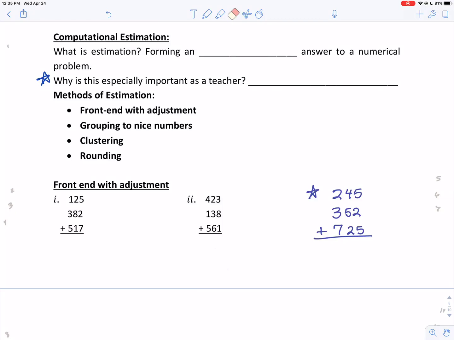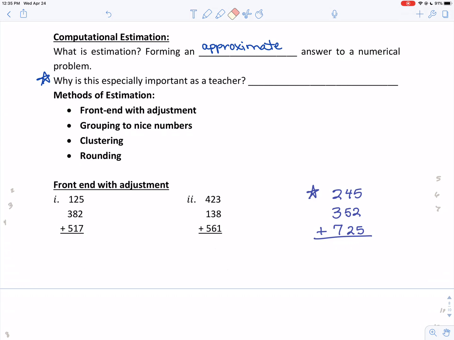In this video, we'll be talking about estimation. Now, estimating is just forming an approximate answer to a numerical problem. My first question is, why is this so important to you as a teacher? The first method we'll talk about is front end with adjustment.